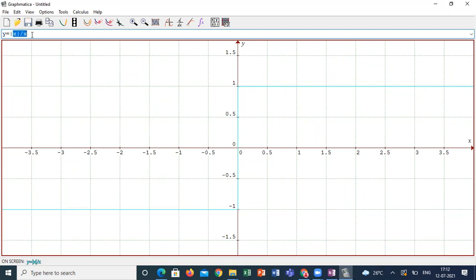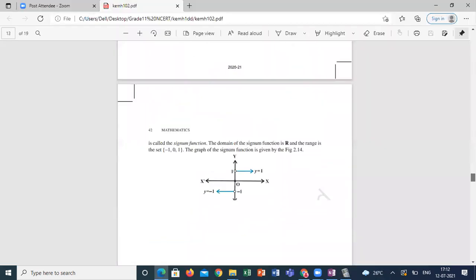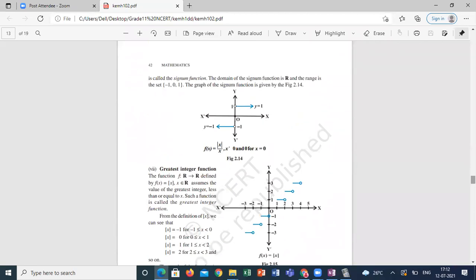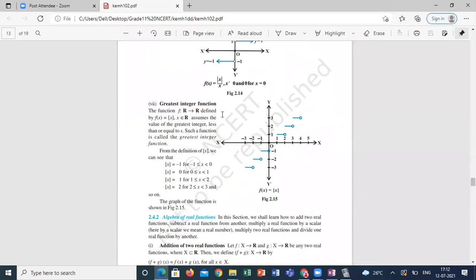Suppose I am taking the greatest integer function, which will be available in the textbook. This is the modulus function, this is the sine function, this is called the greatest integer function. This graph shows the greatest integer function. See here, the graph is looking like so many pieces. This is also a discontinuous function.